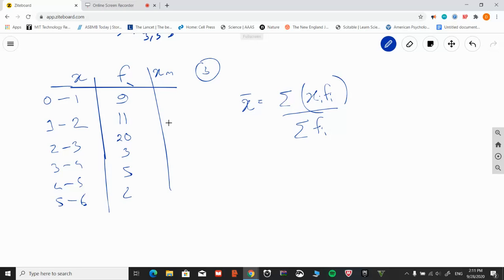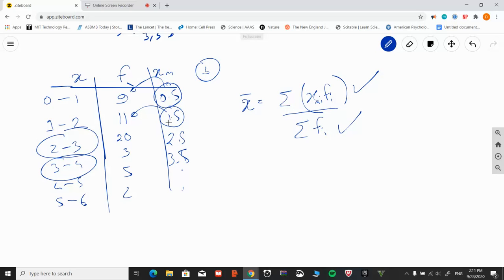So 0 and 1 has a mid value of 0.5. This has 1.5. 2 and 3 has a mid value of 2.5. 3 and 4 has a mid value of 3.5, and so on. So in this case, it's not going to be xi fi, rather it's going to be xmi into fi, meaning take the mid value multiplied with the frequency. Take the mid value multiplied with that frequency and then add them all up for the numerator divided by the denominator. In this case, the denominator is going to be the summation of the frequencies.